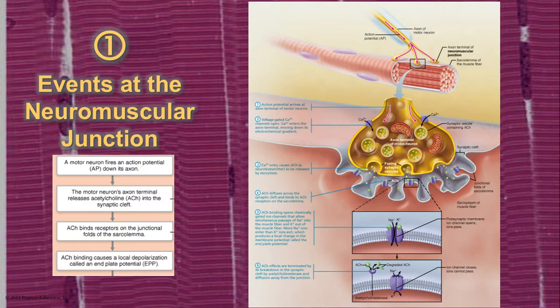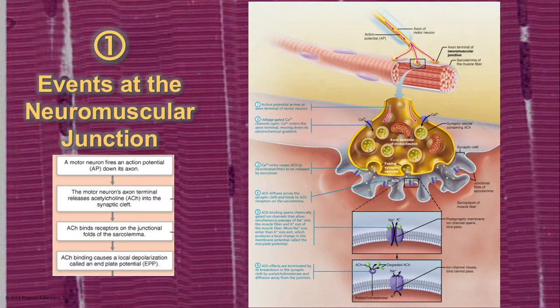Little acetylcholine packages, ACh, those vesicles exocytose, they leave the axon terminus, they pass through the synaptic cleft, and they bind to what? Acetylcholine receptors, which are also ligand-gated channels. And so they open up and they allow what to come into the muscle fiber? Sodium comes in, potassium goes out.